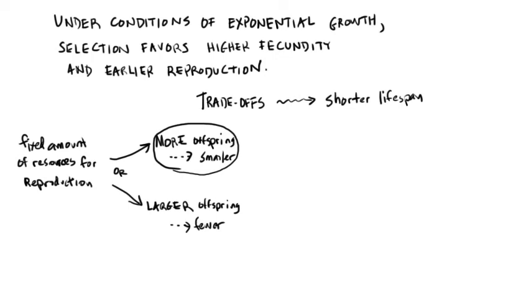I want you to note that it's not that selection is favoring small babies. Other things being equal, larger babies would still be better for fitness. But in this case, other things are not equal, and there's a strong premium on producing lots of babies. And so fitness decreases caused by having smaller babies is just collateral damage.